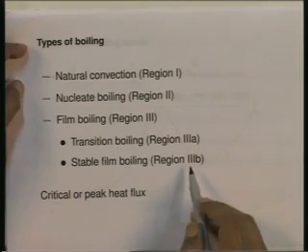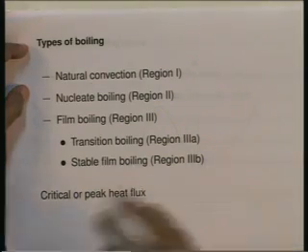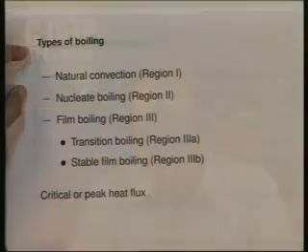Then we go through a maximum, and once we have gone through a maximum, we have region 3A, which we call the transition boiling region, in which part of the heated surface is covered by a vapor film and partly bubbles are nucleating. And finally, we have so many bubbles forming so close to each other that the whole heated surface is covered by a stable vapor film, which separates the liquid from the heated surface, that we call the stable film boiling region.